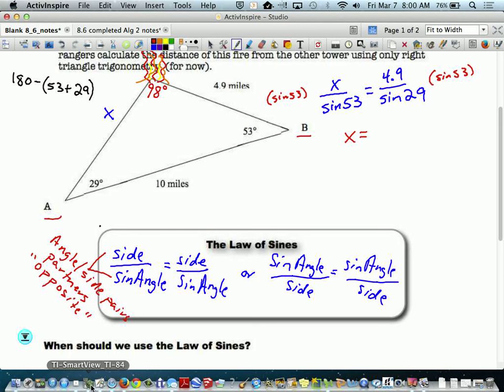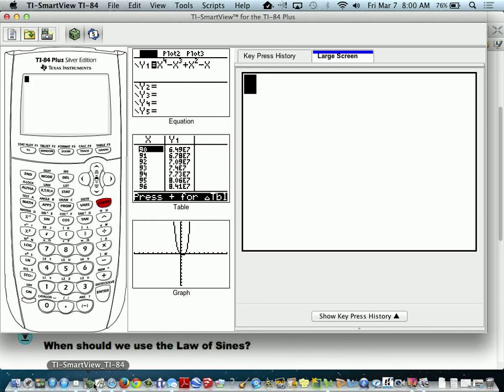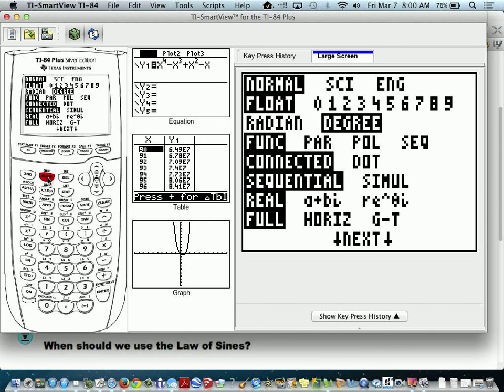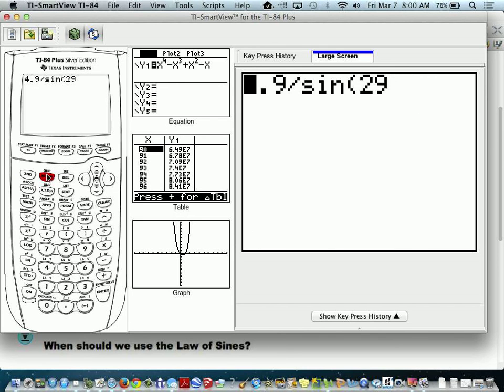So if we go to the calculator, I can type in 4.9 divided by the sine of 29 degrees, was it? Yep, of 29. So again, remember in mode, you want to make sure your calculator doesn't go back to radians. We want to be in degrees. So 4.9 divided by the sine of 29.